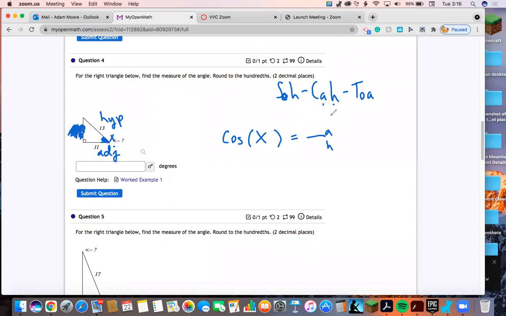And then adjacent over hypotenuse, let's see here. That's going to be adjacent is 11 and then hypotenuse is 13. At least we don't have any missing numbers over there. This is nice. So now we have the cosine of some angle gives me 11 over 13. And that's not real obvious how to do that.